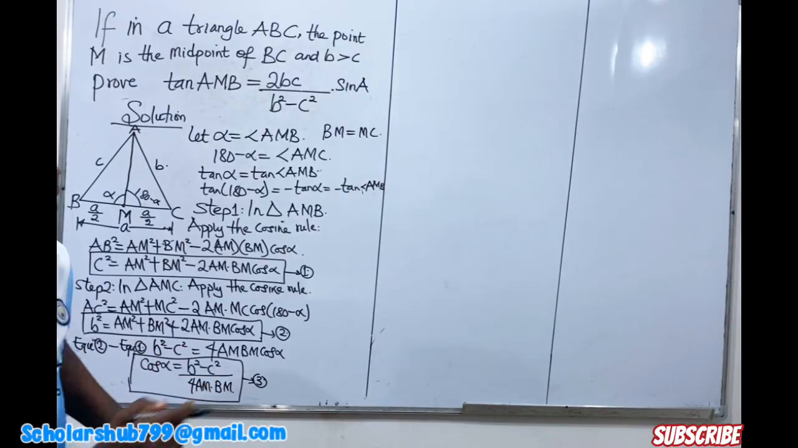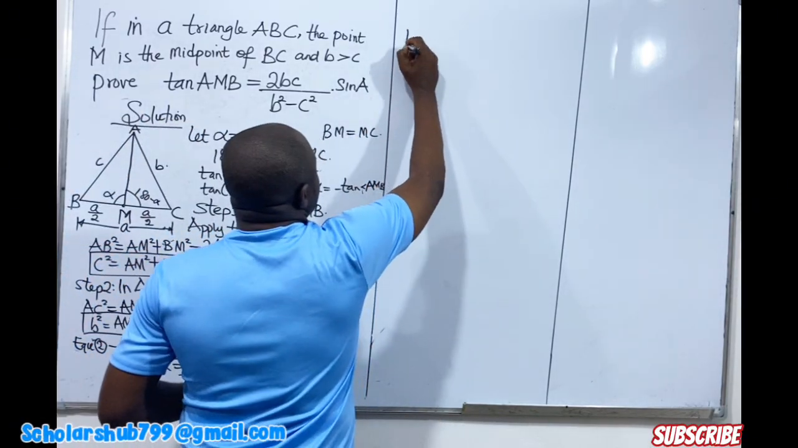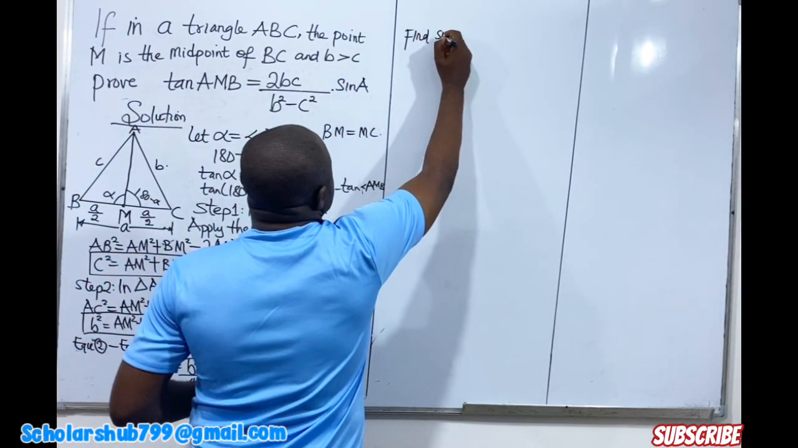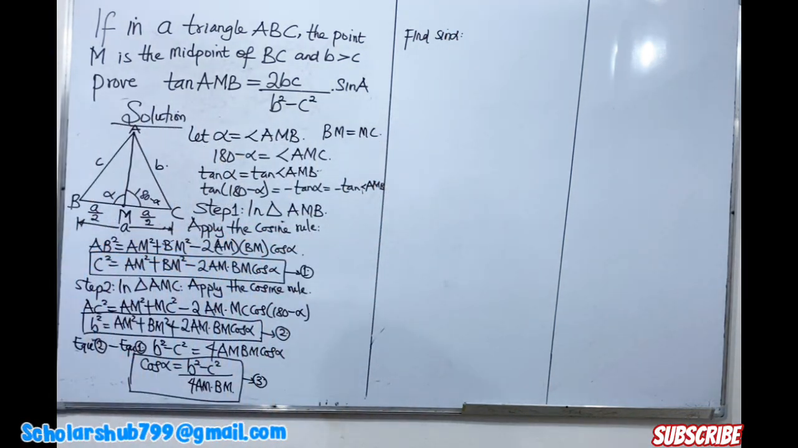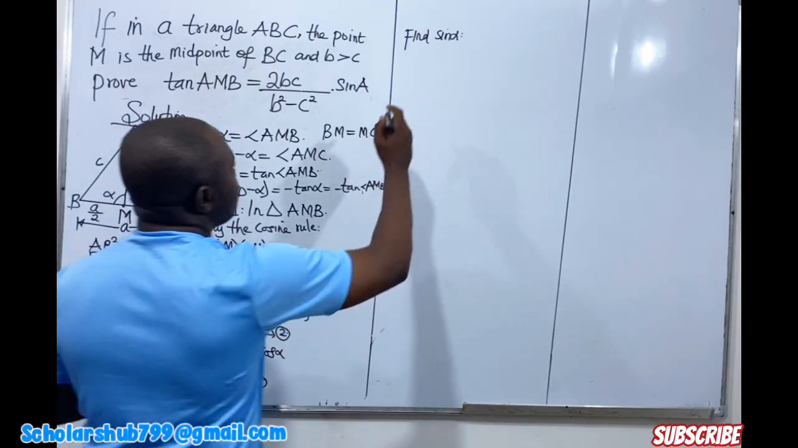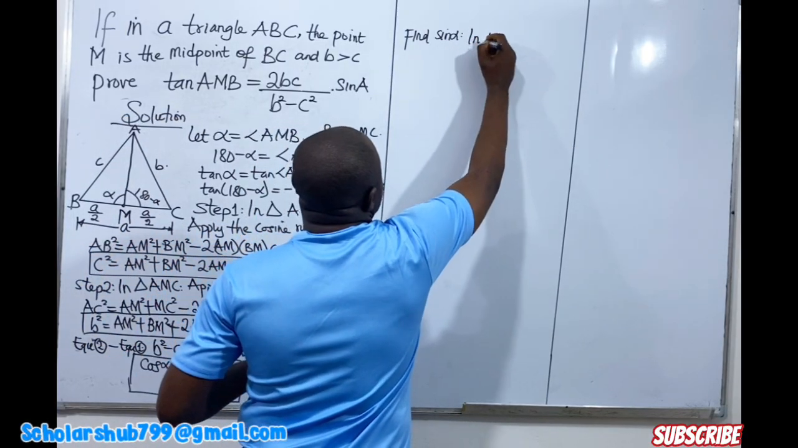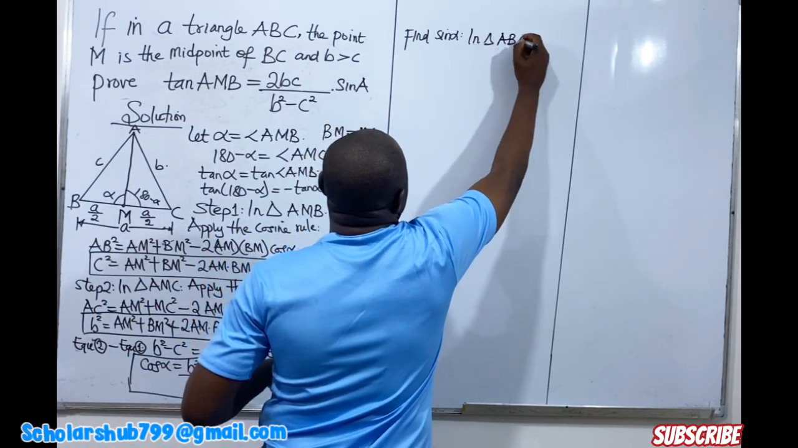Now let's find sine. Our next step, we want to find sine alpha. To find sine alpha, let me now consider triangle ABC.